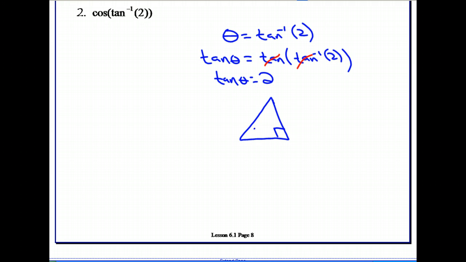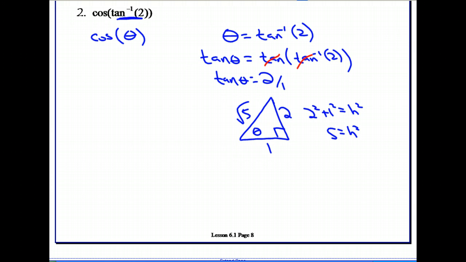Sketch my triangle. Here's my theta. SOHCAHTOA. Tangent is opposite over adjacent. Pythagorean theorem. 2 squared plus 1 squared equals your hypotenuse squared. So 5 is your hypotenuse squared, I'm sorry. So root 5 is your hypotenuse. Come back here. Wait, what was the question? It was the cosine. I called that theta. What's the cosine of theta? It's adjacent over hypotenuse. Don't leave square roots on the bottom. And I end up with root 5 over 5.